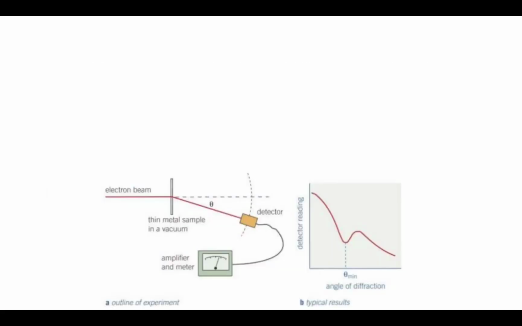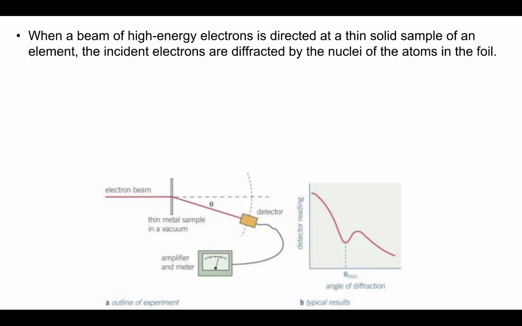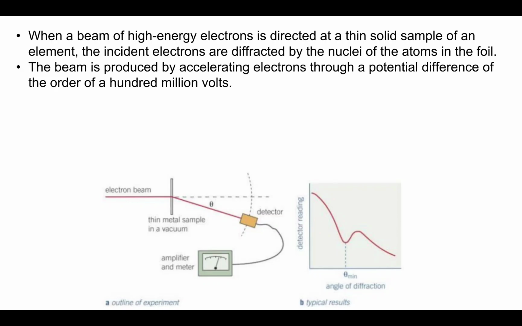All right, let's have a look at some explanation then. So when a beam of high energy electrons is directed at a thin solid sample of an element, the incident electrons are diffracted by the nuclei of the atoms in the foil, which makes sense. The space between the atoms and the electrons will be diffracted. So the electron beam that we use is produced by accelerating electrons through a potential difference of the order of 100 million volts. So we'll do a question in a bit where we have a beam of electrons and they've got an energy of 200 MeV, so 200 mega electron volts.